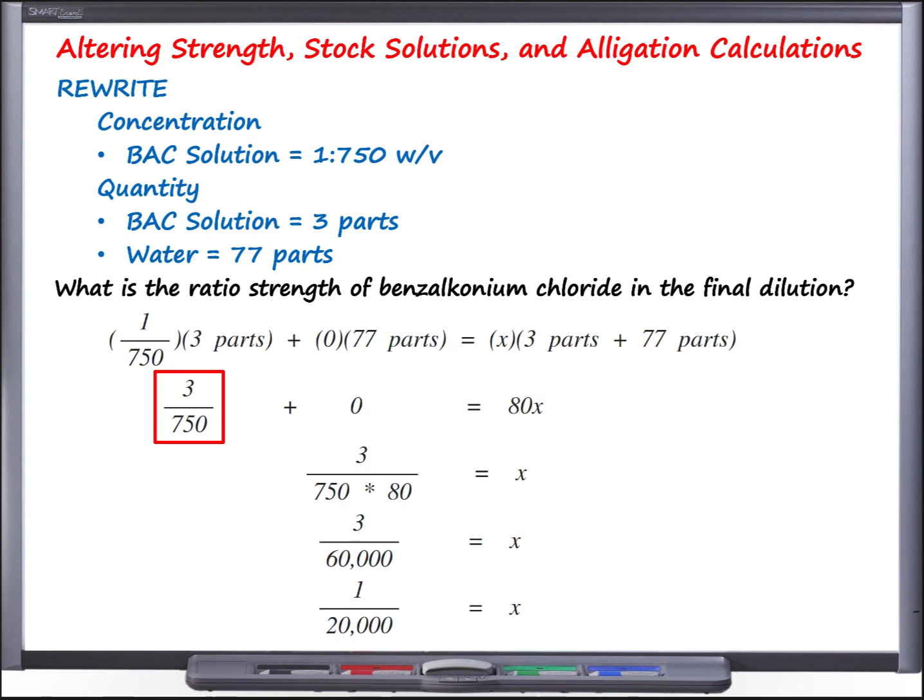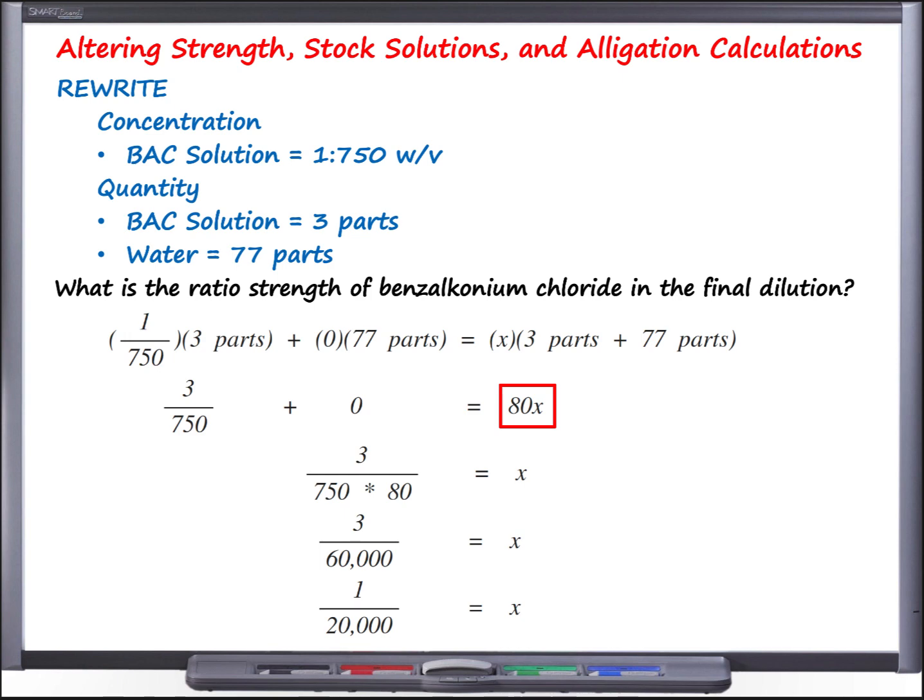So with that, going back, 3 parts times 1 over 750 is 3 over 750. To that, what are we adding? We're adding 0 because 0 times 77 is 0. And then what did we say that equals? Now we have to multiply x times 3 plus 77. That's 80. So 80 times x is 80x. So we essentially know that 3 over 750 equals 80x.